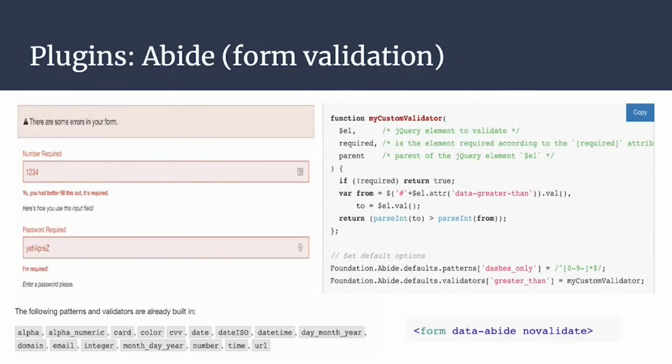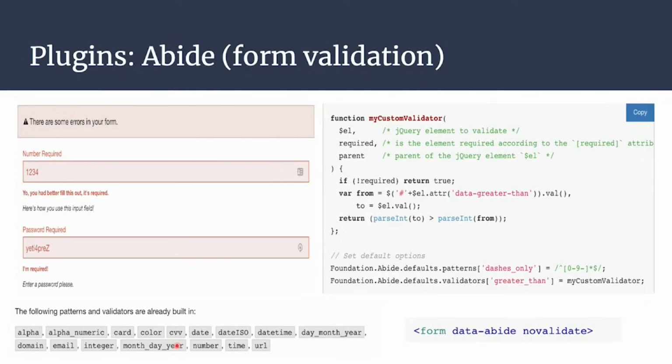Foundation offers some pretty cool plugins, and I'm going to go through two of them today. The first one is Abide, which is a form validation library. It's basically an extension to the HTML validation API with some custom validators. As you can see here, it forces the user to fill the required fields and use the right formatting. As you can see down here, it offers so many different patterns and validators.